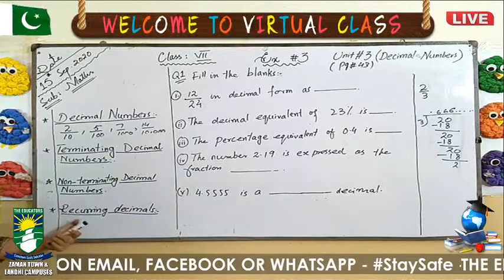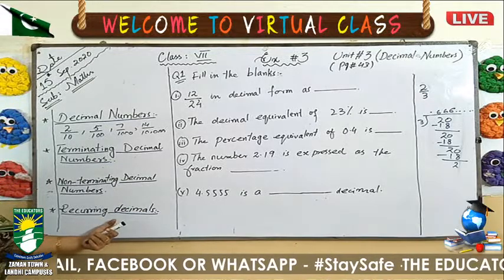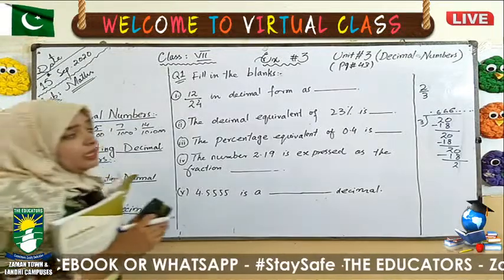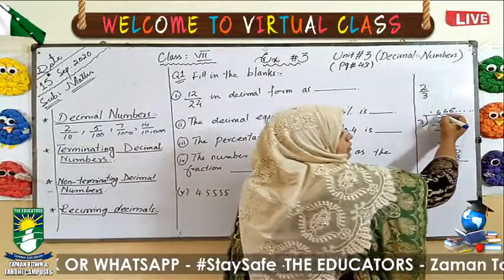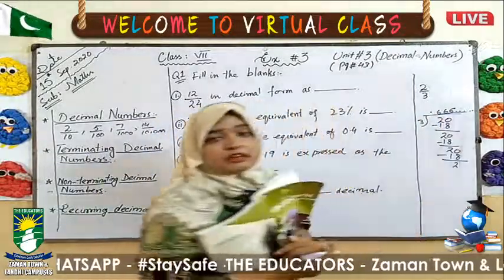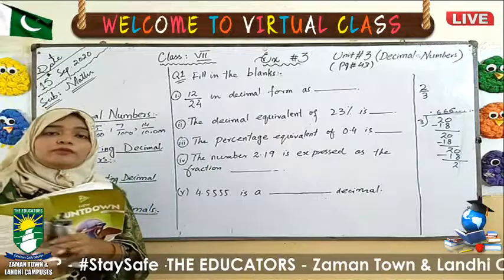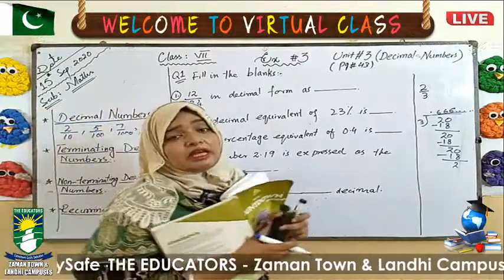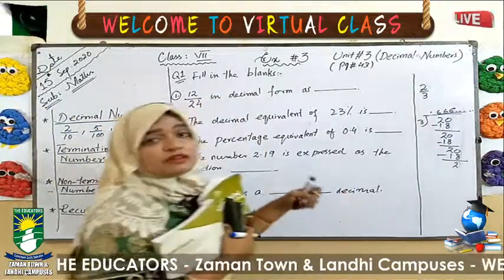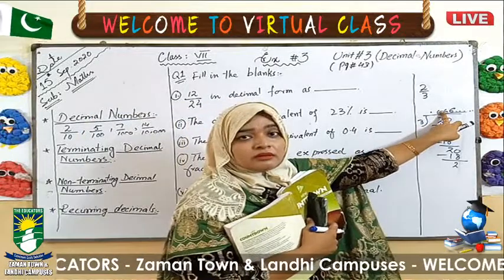Now, your fourth is recurring decimal numbers. What are the recurring decimal numbers, beta? If the same numbers, or a group of numbers, after the decimal repeat again and again, then it is known as a recurring decimal number.